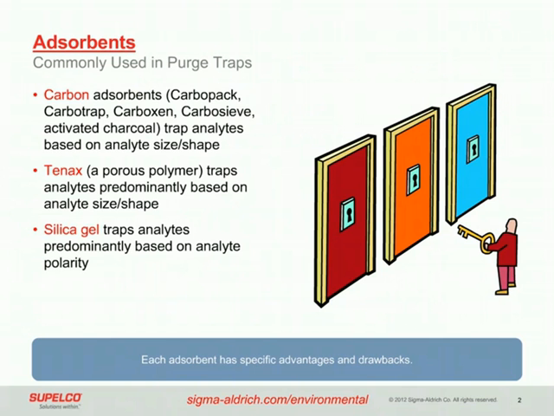The common adsorbents used in purge and trap include carbon, Tenax, and silica gel. The carbon adsorbents, namely Carbopack, Carbotrap, Carboxen, Carbosieve, and activated charcoal, trap analytes based on the analyte size and shape. Tenax, which is a porous polymer, also traps analytes based on the analyte size and shape. The silica gel is a little bit different in that it will trap the analytes based on the polarity of the analyte. Each of these three adsorbents has specific advantages and drawbacks, which we will discuss.